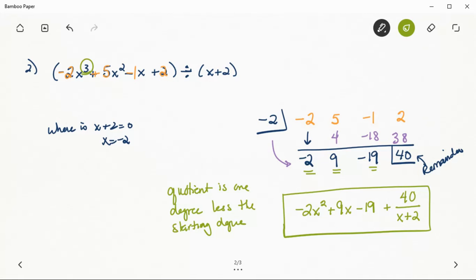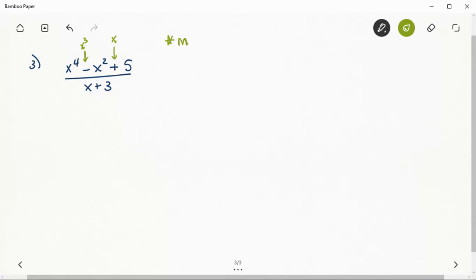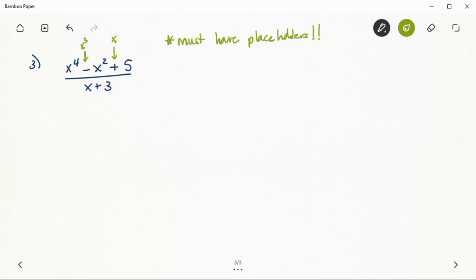One final example that I want to go over with you. And if you notice, we have just 3 terms on the top. However, it is a degree of 4. Since it's a degree of 4, we actually are missing an x cubed, and we are also missing an x. Those missing terms, we must have placeholders. Okay, if you don't have a placeholder for these, your synthetic division will be incorrect.